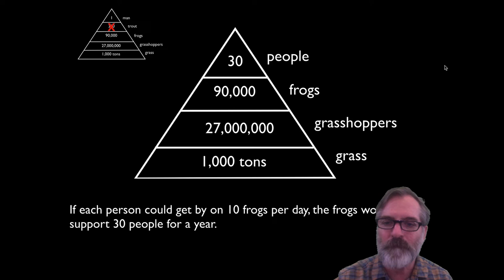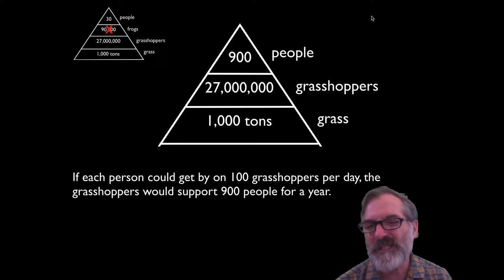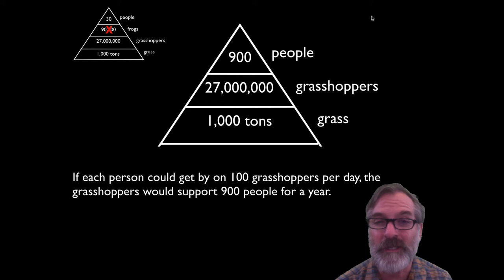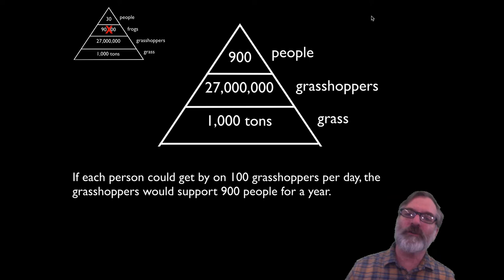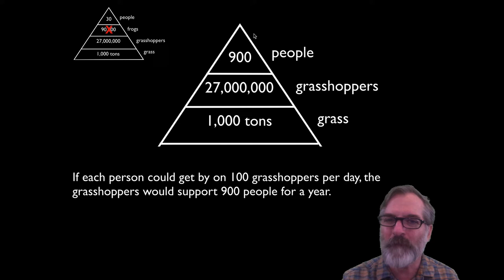But let's say I'm not really into eating frogs. So now let's remove the second trophic level. And let's say, you know what? I bet humans, we can eat insects, right? So let's say you could get by with eating 100 a day. You know, maybe the first day or two, you wouldn't eat 100. Maybe you'd only eat 75, right? But you'd work your way up to an appetite of eating 100 a day. So if you eat 100 a day to survive, a lot of protein, you're going to be able to support not one human, not 30 humans, but 900 people now. Why? Because we've gotten rid of two trophic levels, and we've saved all of that energy, right?